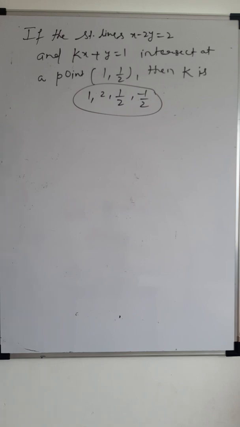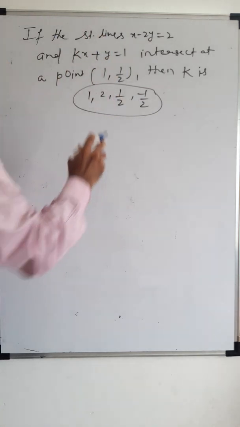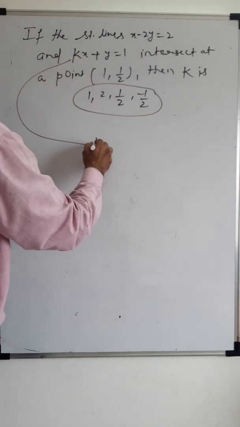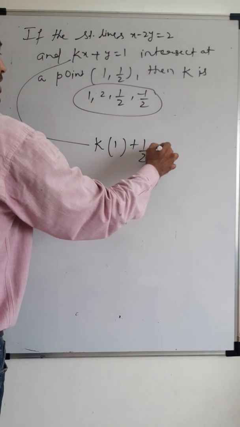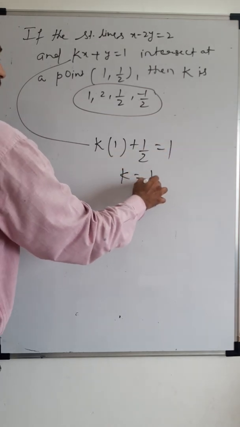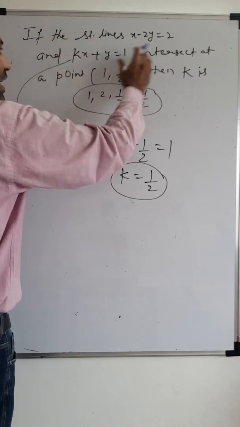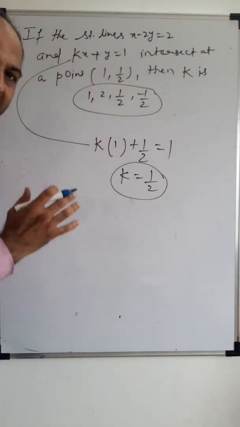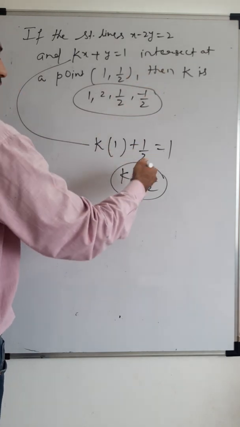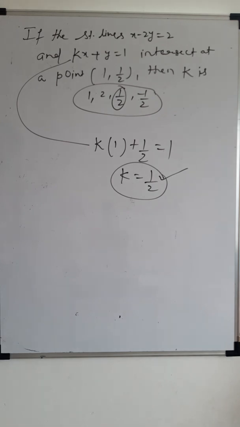So naturally the intersection point is given as 1 and 1 by 2, correct? So this point will satisfy this equation. Very simple. In this equation we'll substitute the values of these two points. 1 plus 1 by 2 is given as 1, so K becomes 1 by 2. Straight away we get the value of K. See, this is the level it came in NDA. So this way you can get the value of K equals 1 by 2. Correct?